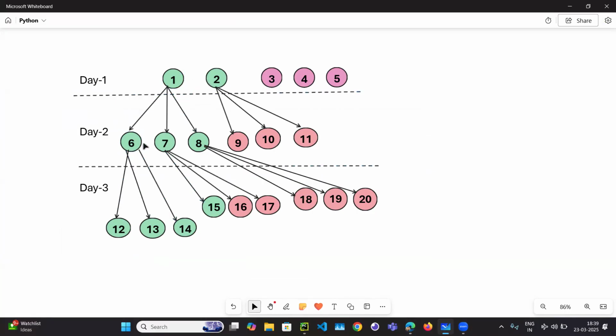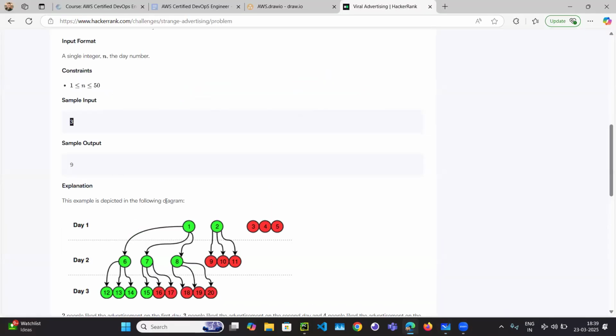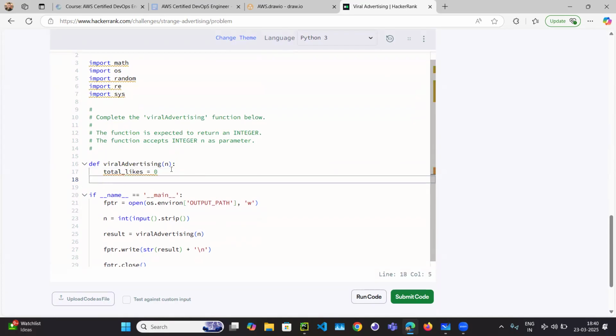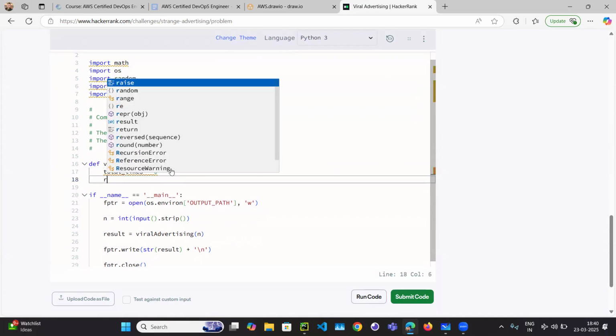So you can see the green dots. Total 9, so 9 is the output. All right, so what we have to do? We have to figure out the total likes. So we can say total likes is equal to 0.